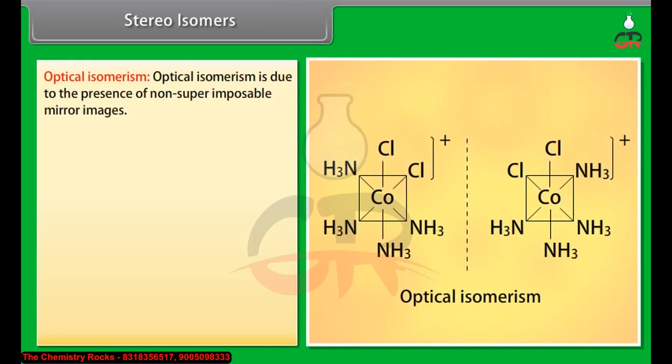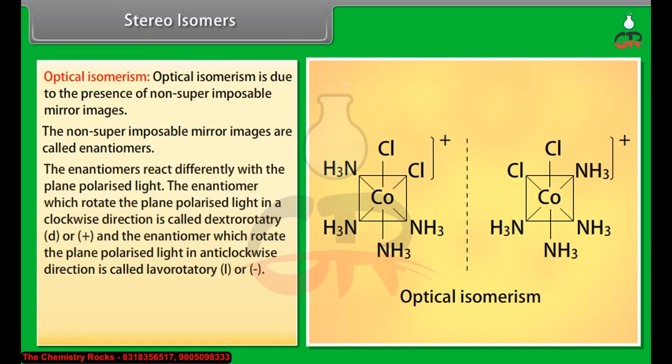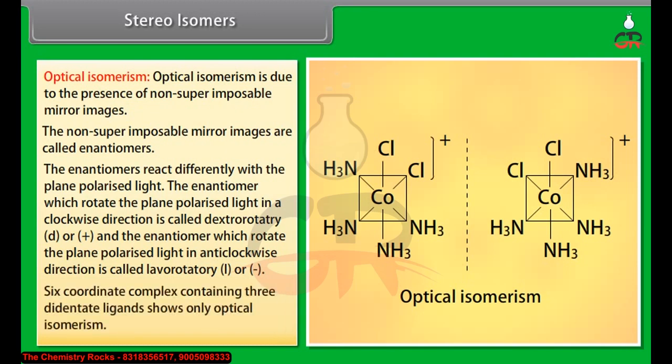Optical isomerism. Optical isomerism is due to the presence of non-superimposable mirror images. The non-superimposable mirror images are called enantiomers. The enantiomers react differently with plane polarized light. The enantiomer which rotates the plane polarized light in a clockwise direction is called dextrorotatory, and the enantiomer which rotates the plane polarized light in an anticlockwise direction is called levorotatory. A six coordinate complex containing three didentate ligands shows only optical isomerism.